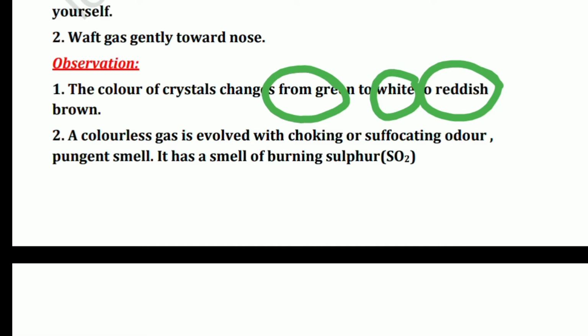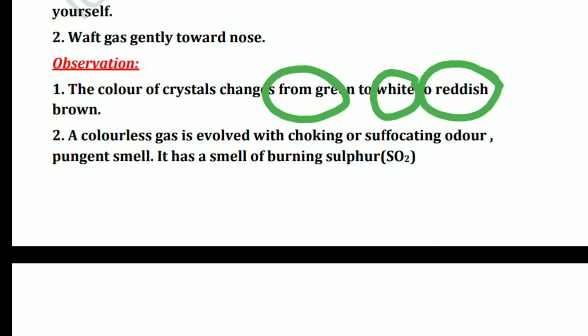You do not know now what the product is. You're performing the reaction as if you do not know anything. So a colorless gas is evolved with a choking or suffocating odor. It has a smell of burning sulfur. Now I've given this SO2 in the bracket so that you come to know that it is SO2 gas.